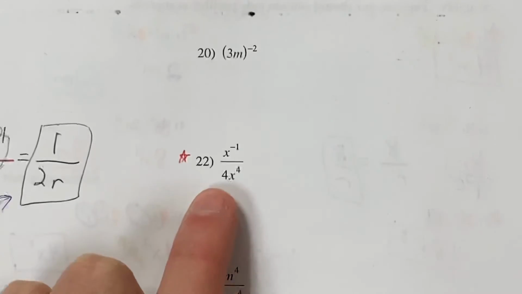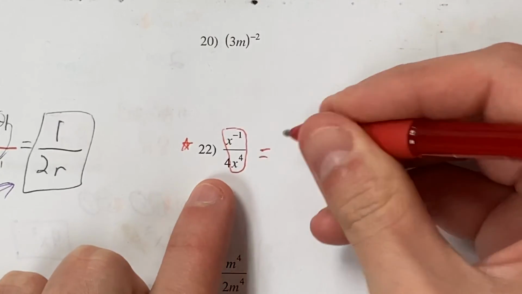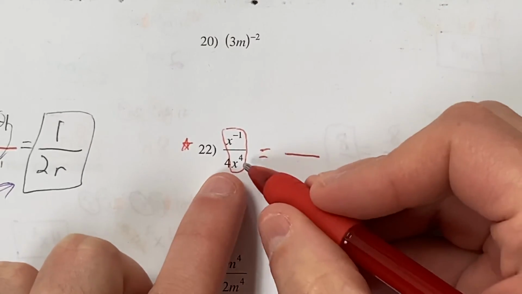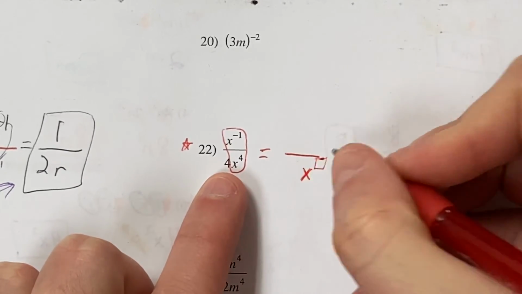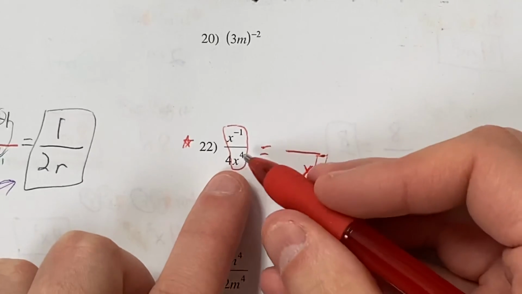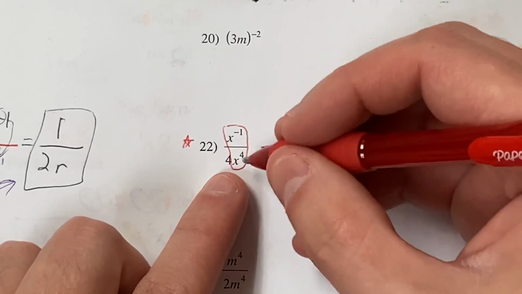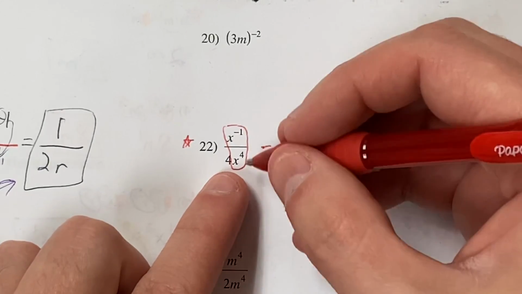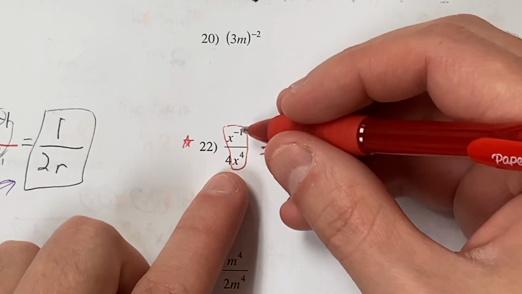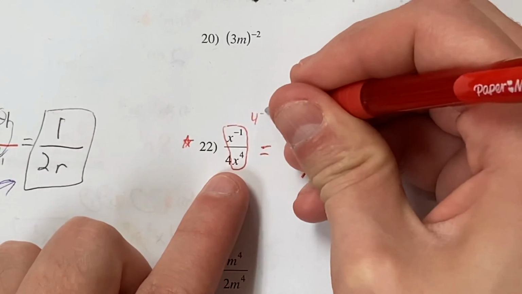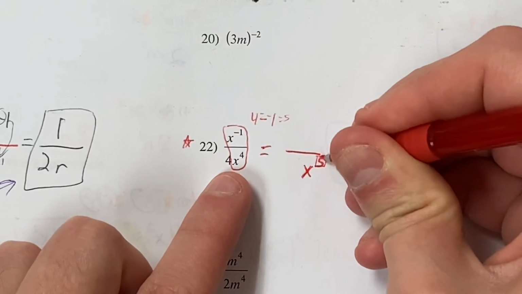Same thing would work over here with number 22. You have an x to the negative 1 and x to the 4th. Because 4 is bigger than negative 1, your x is going to be on the bottom. You just don't know what the exponent is yet. But it's definitely going to be on the bottom because x to the 4th is bigger than x to the negative 1. If you find the distance between negative 1 and 4, that distance is 5. 4 minus a negative 1 is 5, right? 4 minus a negative 1 is 5. So this is going to be to the 5th power.